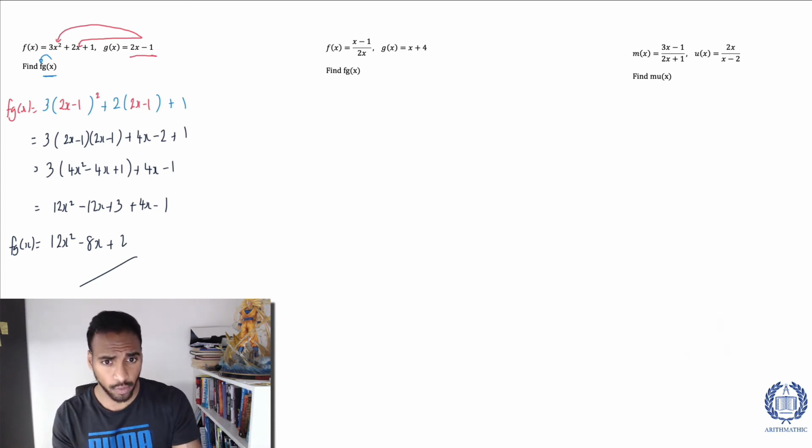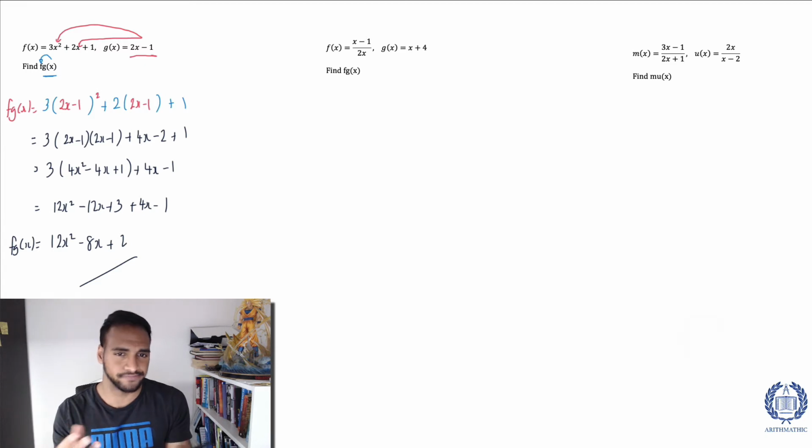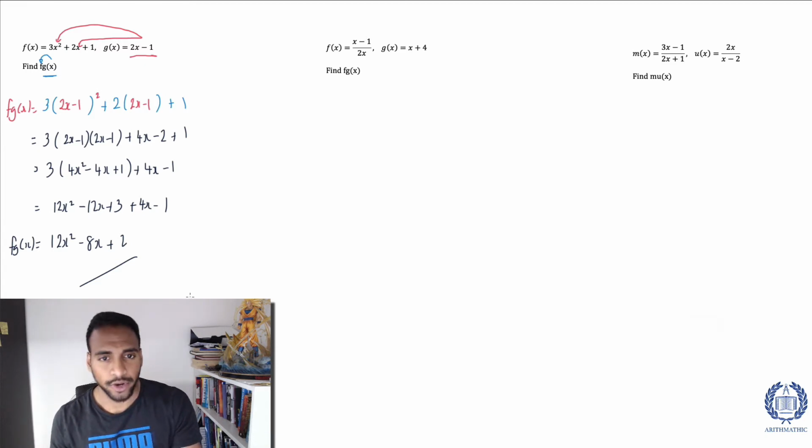Now, if we look at the second one, what I've done is I've just been a bit annoying. I put a fraction. Again, it says find fg of x. So we're going to take our g function. Let me use a different color. We're going to use our g function and we're going to put that in. It's still black. I'm going to use my g.